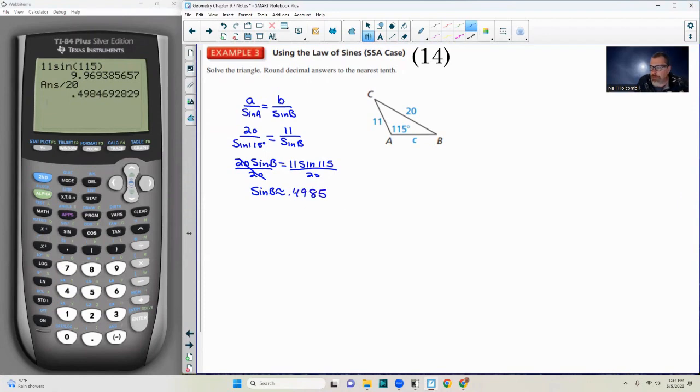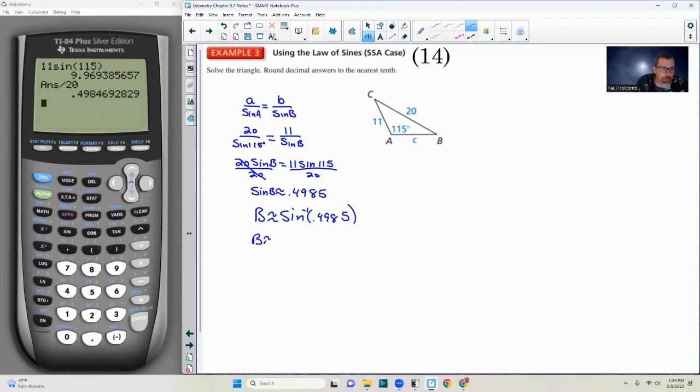Okay, so if you remember from the last chapter section, to find the angle now, we move the sine over to the other side. So now we say that B is approximately the sine of 0.4985. And so sine inverse, sine moved over to the other side. So now B is approximately the sine inverse of this decimal.